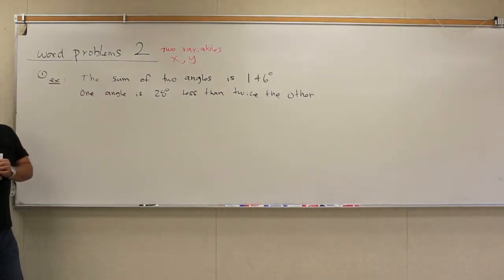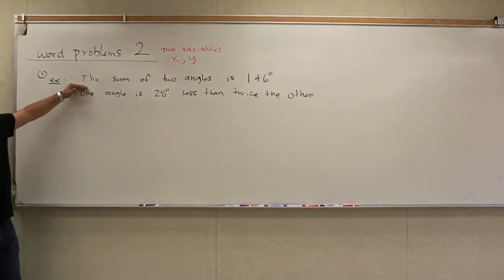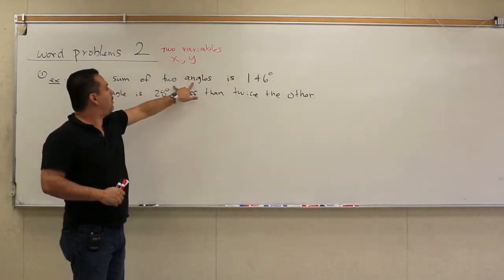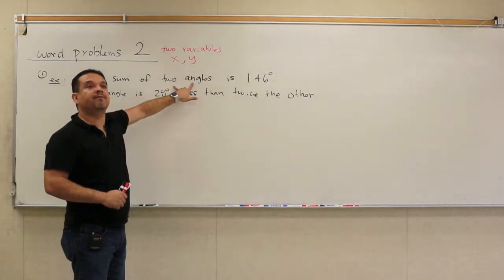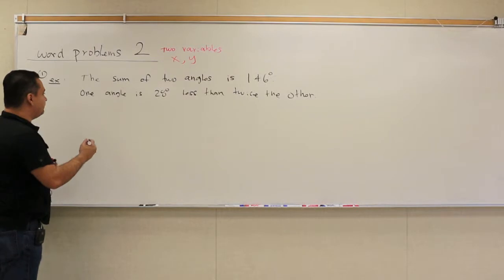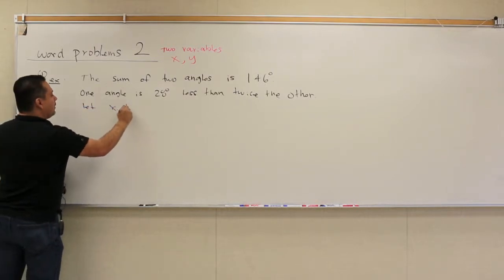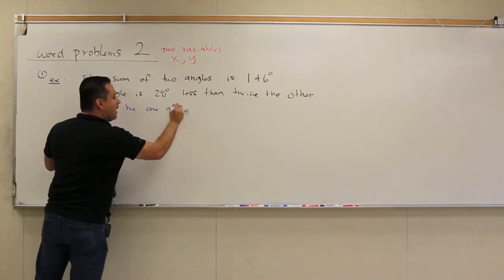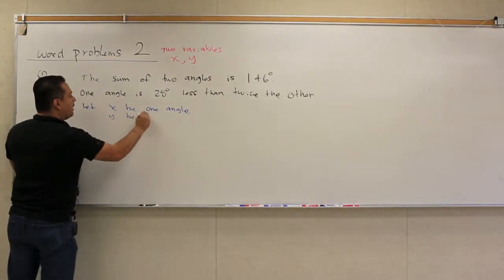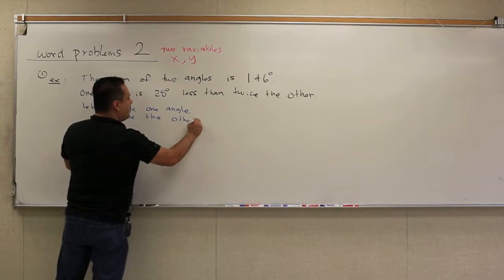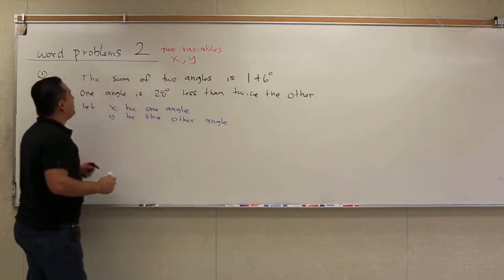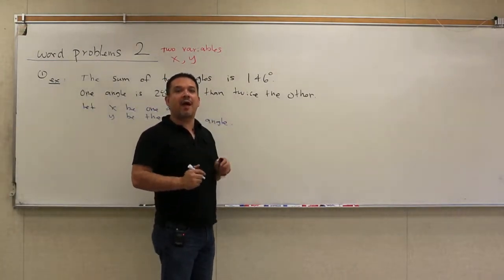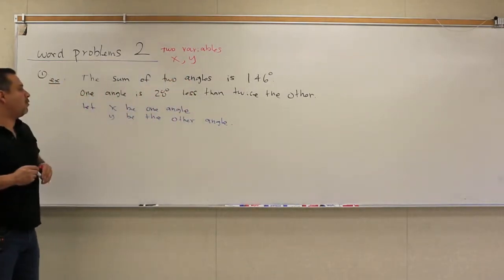So here we go. Notice the first phrase says what? The sum of what? 2 angles. So why do you think we call this word problems with 2 variables? X, Y. We're going to let x be 1 angle, and then y be the other angle. Because in the second sentence, they refer to the angles as 1 and the other. You with me on that? So I want to let x be 1 angle, y be the other angle.